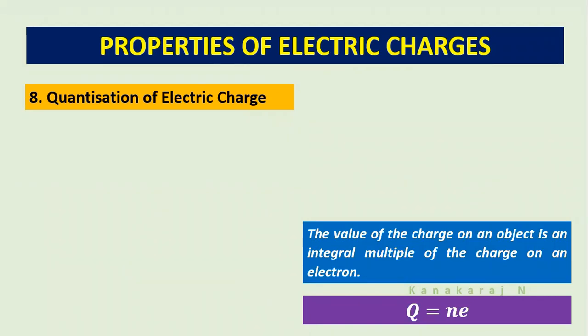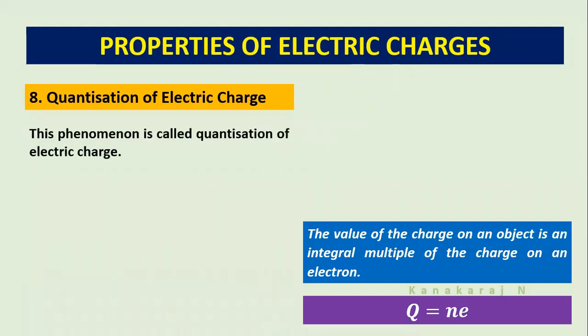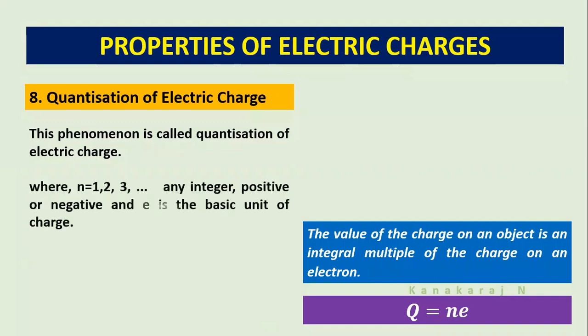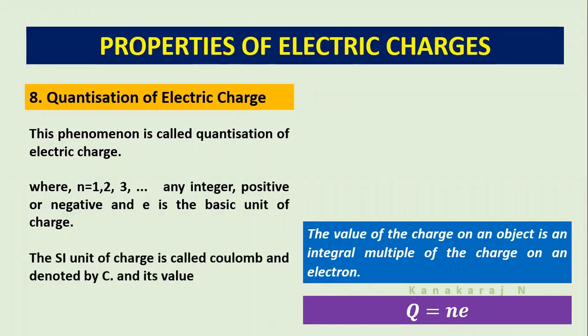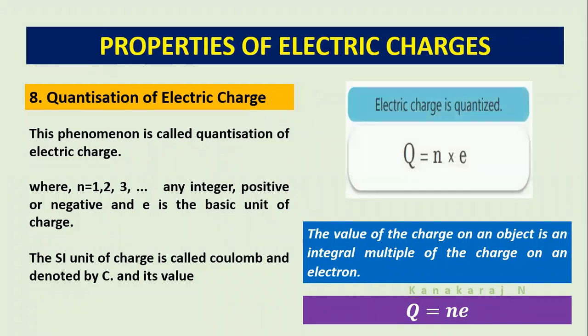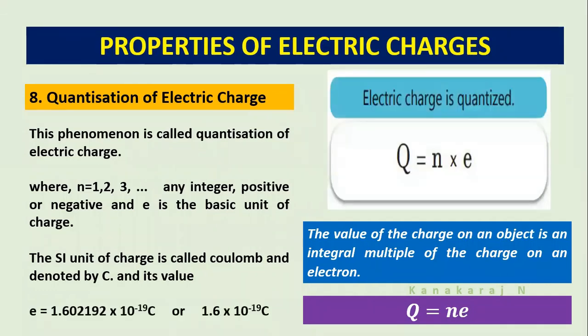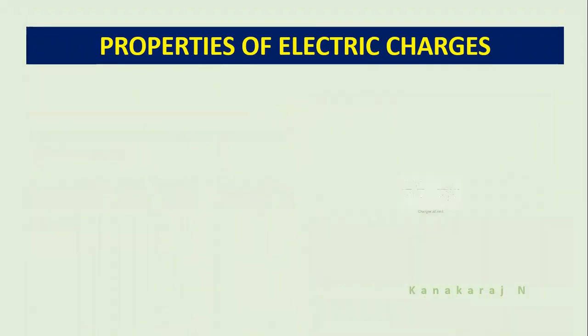The value of the charge on an object is an integral multiple of the charge on an electron. This phenomenon is called the quantization of charge, where n equals 1, 2, 3, an integer, and positive or negative is decided by whether the electron is lost or gained. Electron lost means positive charge, electron gained means negative charge. The SI unit of charge is the coulomb, denoted by C. The value of e is 1.6 times 10 to the power minus 19 coulomb. Let us go for the next.